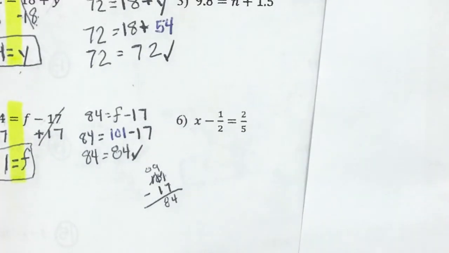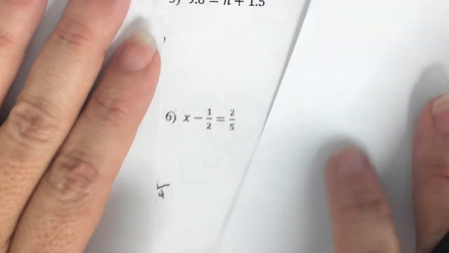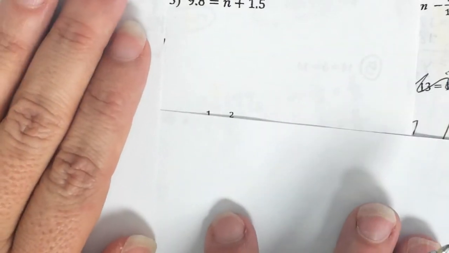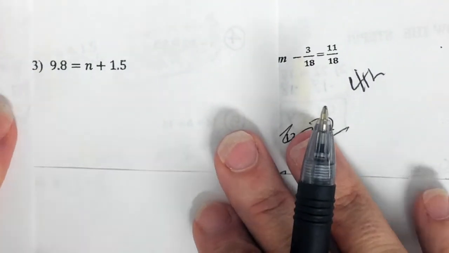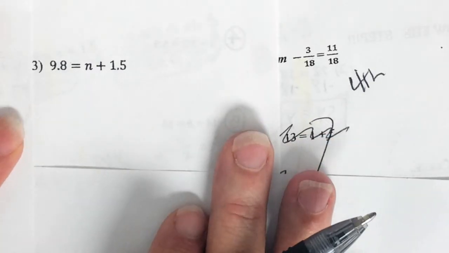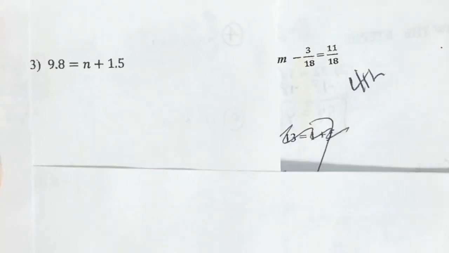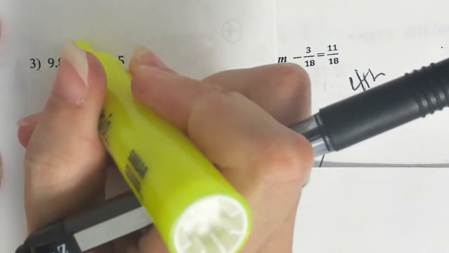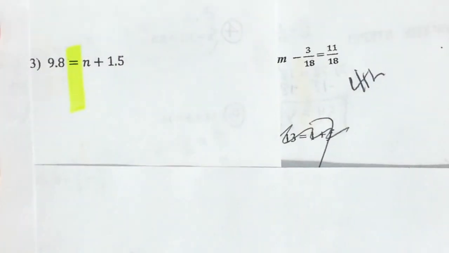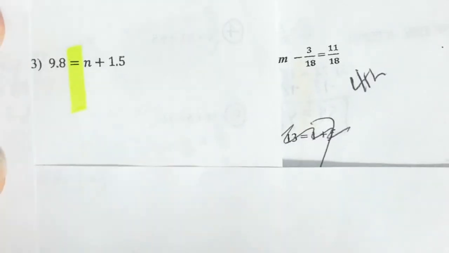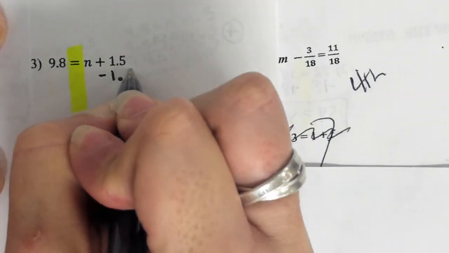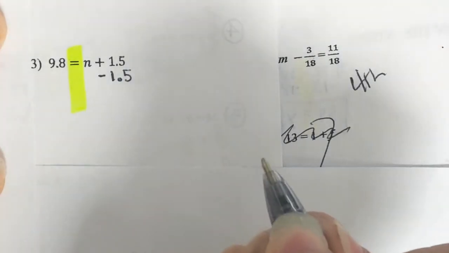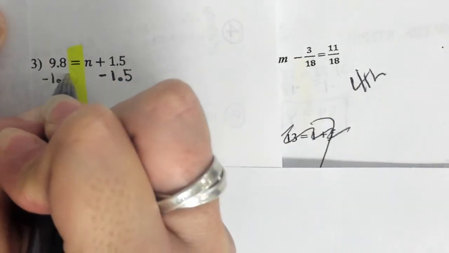Let's look at number 3 actually now. Nothing changes. I don't care if it's decimals, fractions, nothing changes. Okay, so number 3, here we go. Step 1, what's your variable? N. What is with the N that you want to get rid of? 1.5. What kind of 1.5? Positive. What's the opposite? Negative. So minus 1.5. What we do to one side, we're going to do to the other.